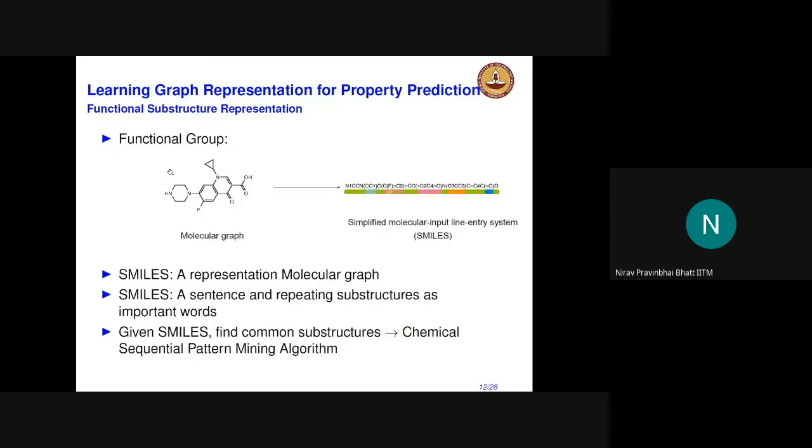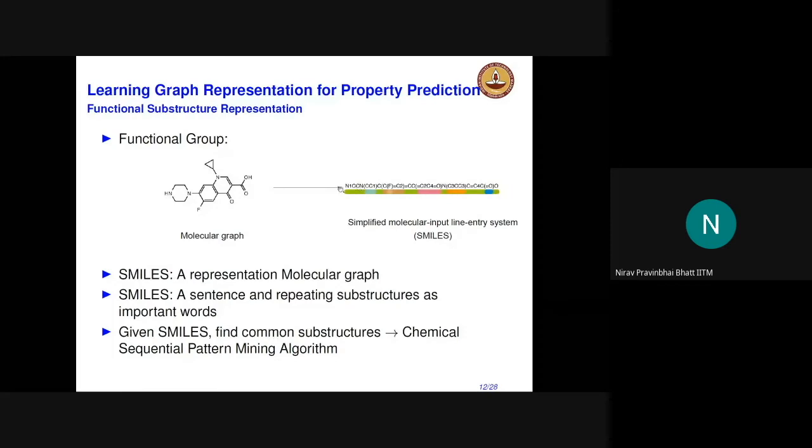Rather than using a molecular graph, we actually use SMILES, which is called Simplified Molecular Input Line Entry System, which represents the molecular graph as a simple sentence or sequence, you can say, of molecular arrangement. It's a line representation, and you can think of it as a sentence representation of a molecule.